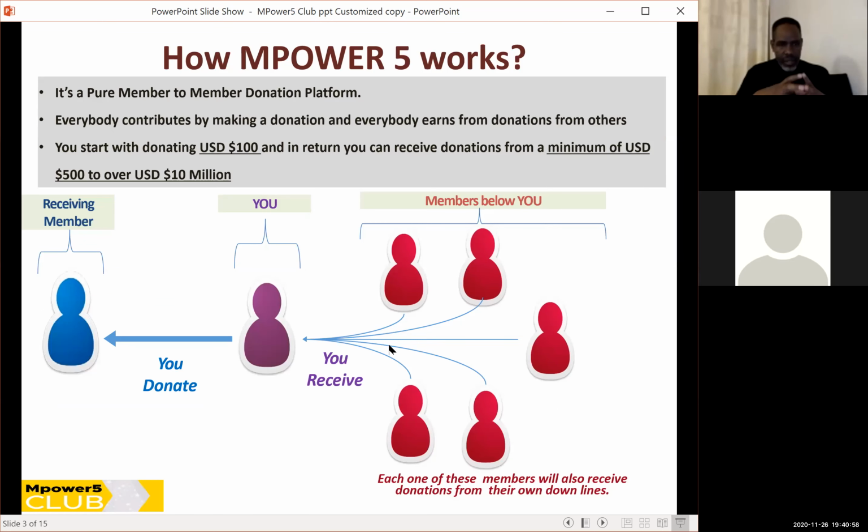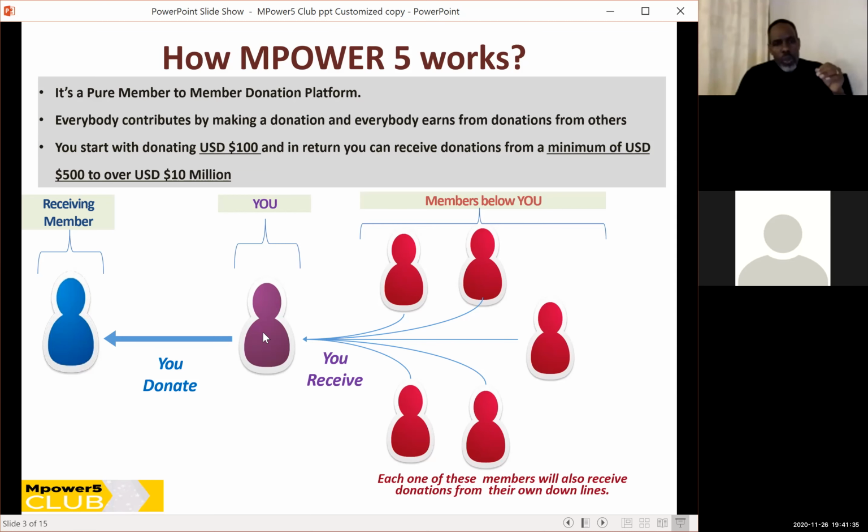This is the architecture of how it works. You make a donation of $100 flat. That is the only amount of money you will ever donate out of yourself, all right? In most cases, you donate this money to the person who referred you, but in some cases, probably to somebody else. I'll explain how that happens.